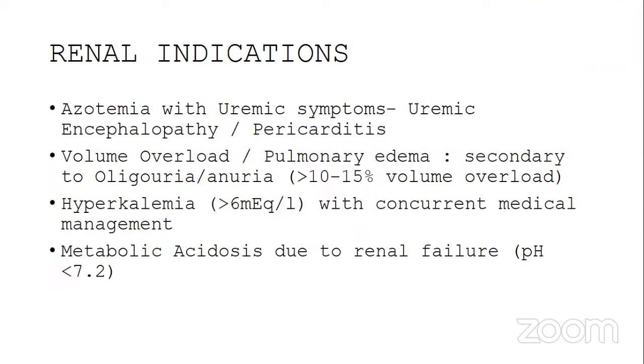So coming to the indications, the renal indications include acute kidney injury with uremic encephalopathy or pericarditis, and acute kidney injury associated with volume overload such as pulmonary edema if the fluid overload percent is more than 10%. One study published in 2018 says that for every 1% increase in fluid overload percentage, the odds of mortality increase by around 6%. So one should consider CRRT early in such cases if the fluid overload percentage is gradually increasing and not responding to diuretics.